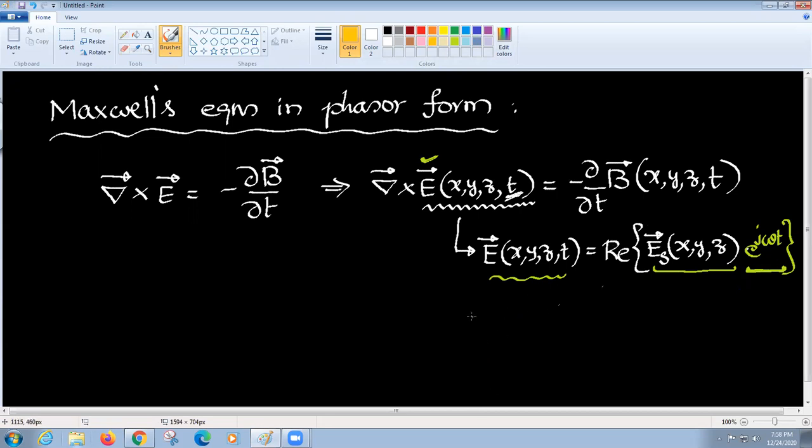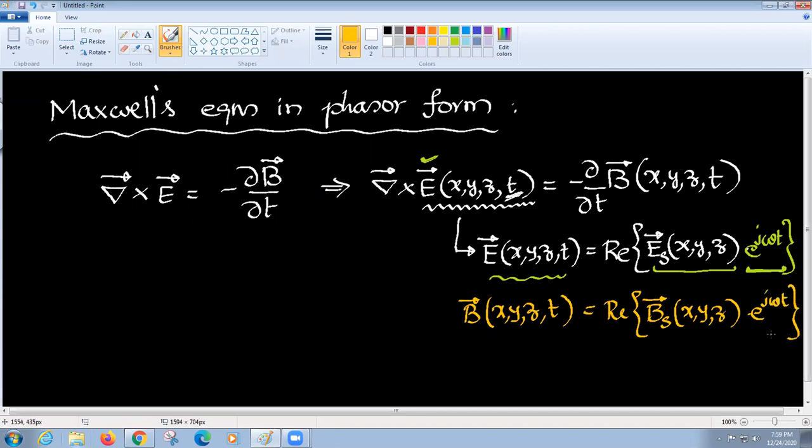So similarly, I can write down my B. B(x, y, z, t) is equal to the real part of Phasor form of my B, which is of course space dependent, xyz, and let me include time harmonic nature, that is e power j omega t. Now what you do, just use these two in this equation. So let me copy this now.